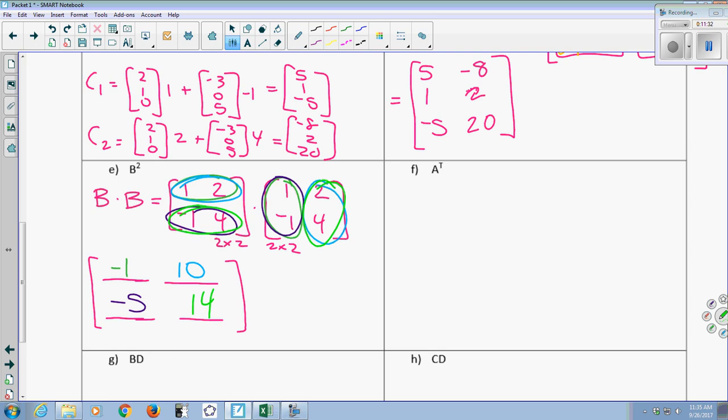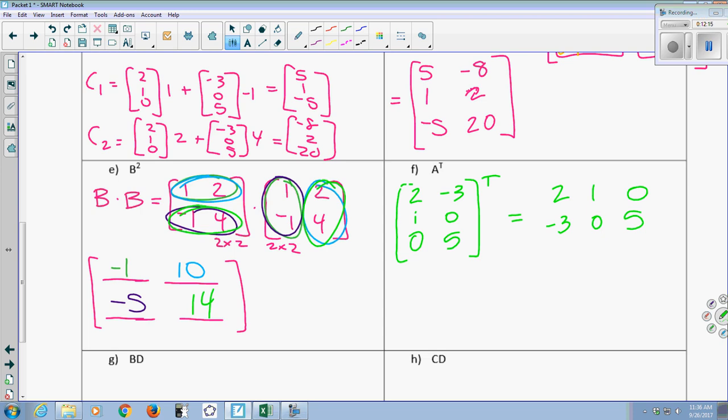All right, A transpose. So that's 2, 1, 0, -3, 0, 5. That little t means transpose, and it means take every column becomes a row, and every row becomes a column. So 2, 1, 0, instead of being my first column, is going to be my first row. 2, 1, 0. And -3, 0, 5, instead of being my second column, it becomes my second row. -3, 0, 5. And then when you do that, the rows also became columns, right?